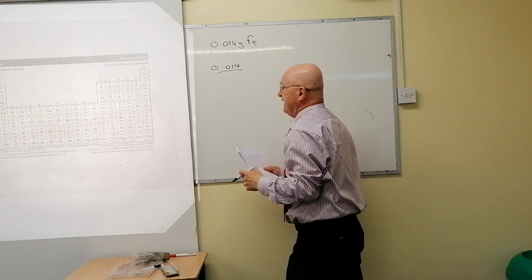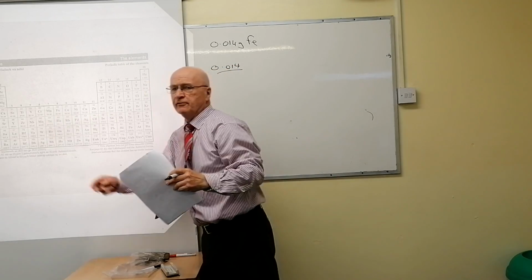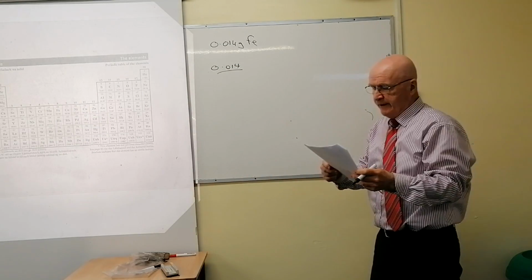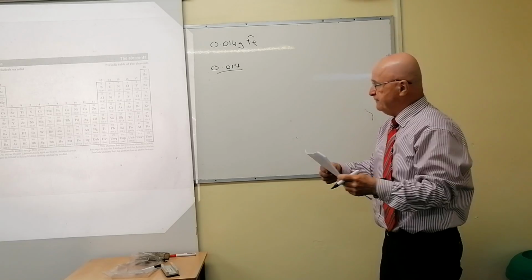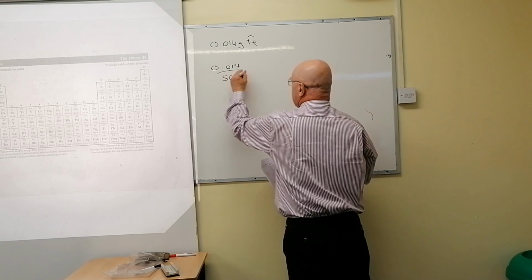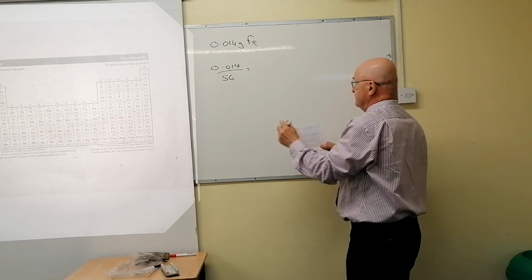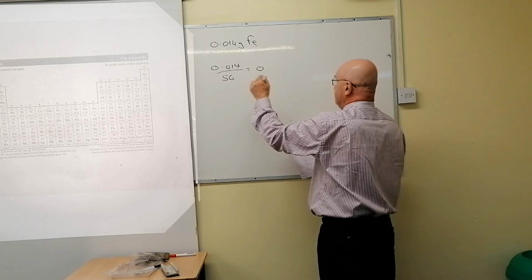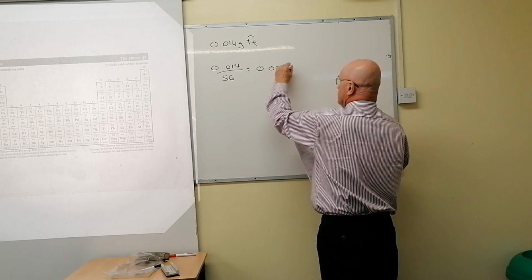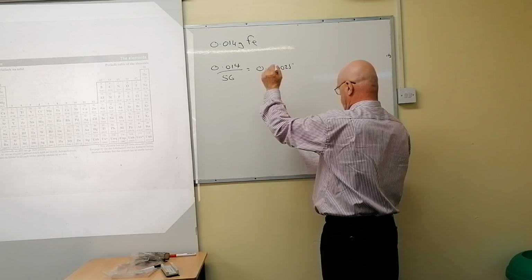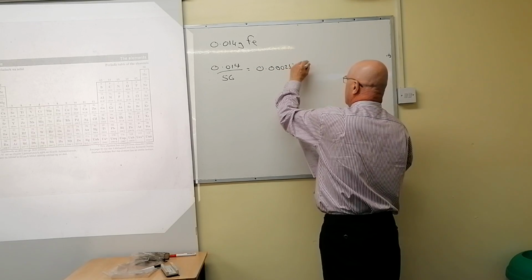0.014 divided by the AR. Go and find the AR, right? And you're working from there. In this particular instance, 56. And you'll get your value there of 0.3025. Okay, 25 moles of iron.